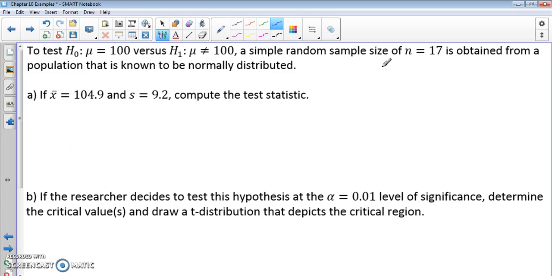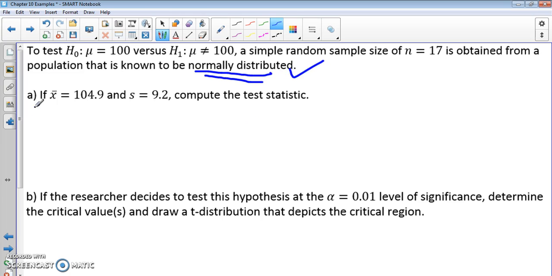So, first of all, we notice that our sample size is less than 30, which normally would not allow us to perform a hypothesis test, but our population is normally distributed. So we're good to go there.